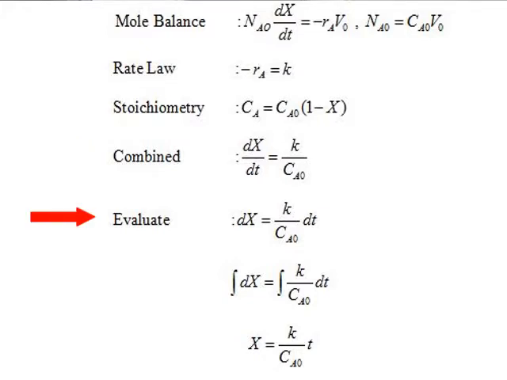From here, we integrate the whole equation to get x equals k over Ca0 t, where x is the y of the graph and k over Ca0 is the m, the gradient.